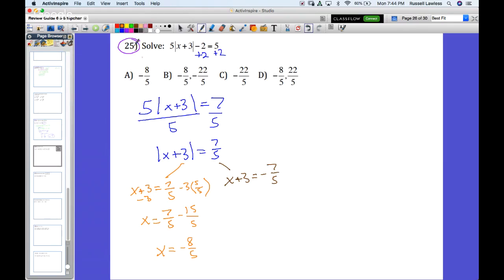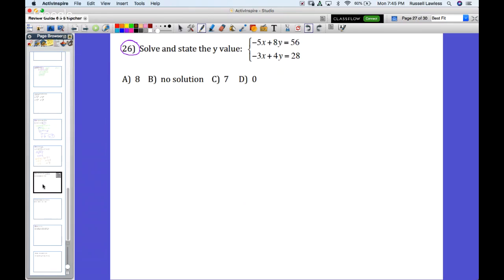And then let's do that for the other side here. And so we'll subtract 3 on both sides. And I've already found out if I multiply 3 by 5, that'll give me 15 over 5. So x then will also equal negative 22 over 5. And that answer correlates with B.